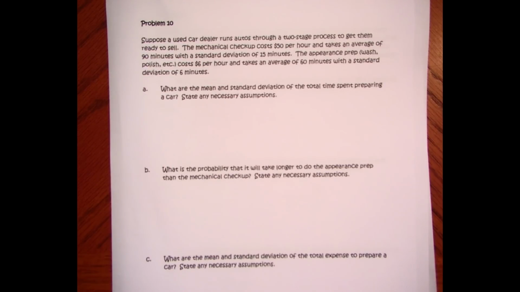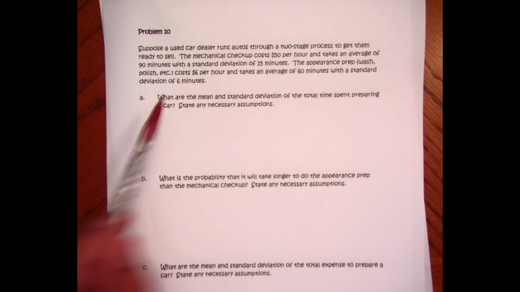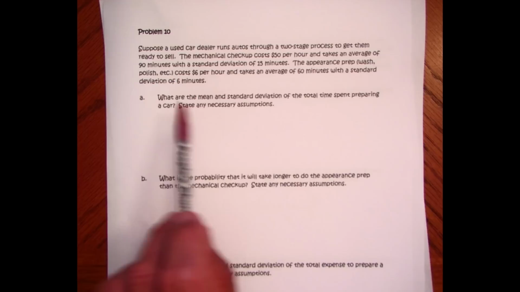Alright, so let's look at this last problem. Suppose a car dealer has 2 processes that he does. He does a mechanical checkup, and then he does an appearance prep. The mechanical checkup costs $50 per hour, takes an average of 90 minutes, a standard deviation of 15 minutes. The appearance prep costs $6 per hour, takes an average of 60 minutes and a standard deviation of 6 minutes. So what are the mean and standard deviation of the total cost and time of repairing the car? State any assumptions that are necessary.